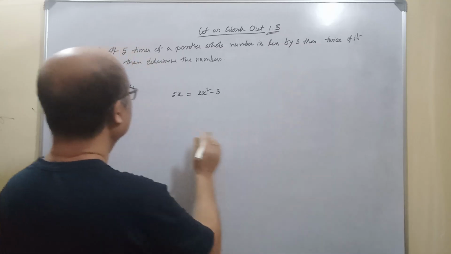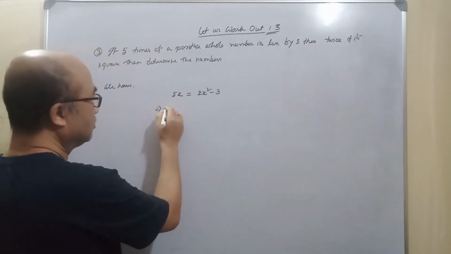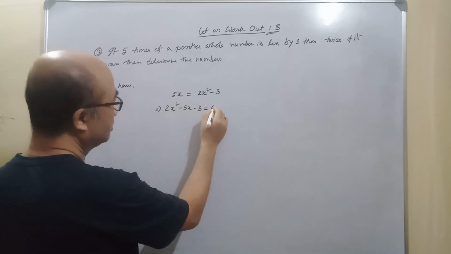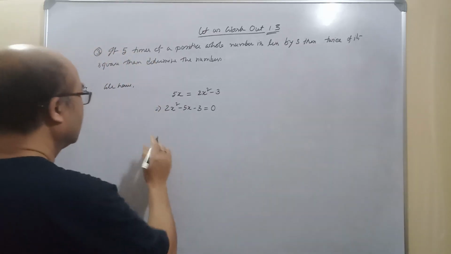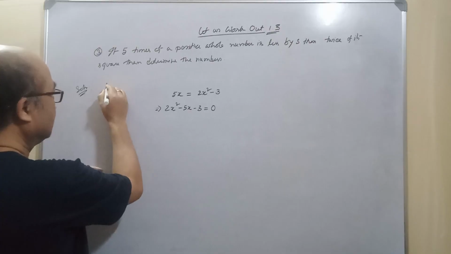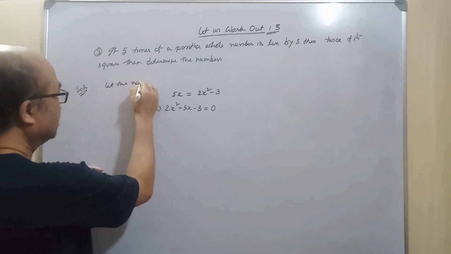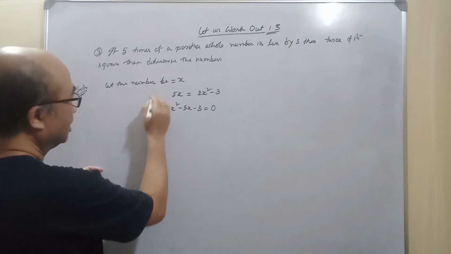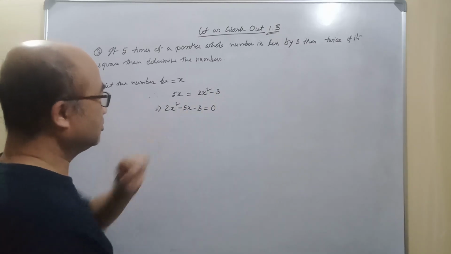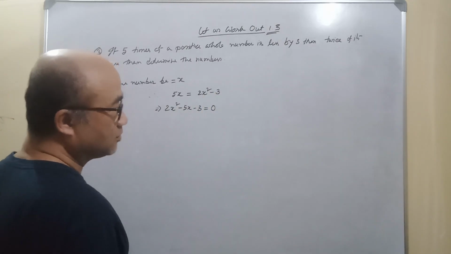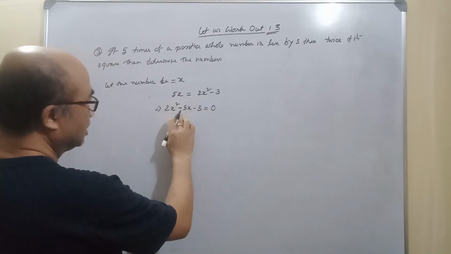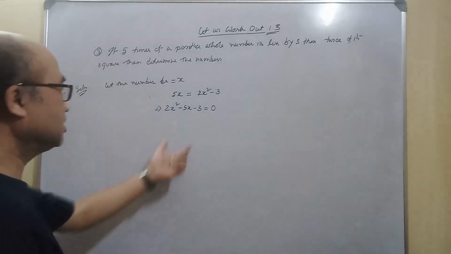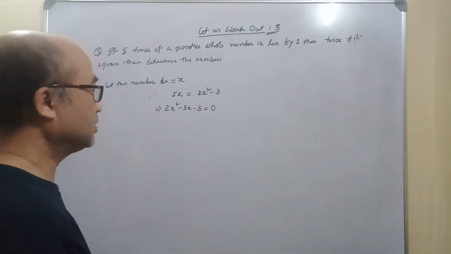So first we have to convert it to the standard form. This is 2x squared minus 5x minus 3 equals 0. Or we can say, let the number be equal to x. Hence 5x equals 2x squared minus 3, and we convert it to the standard form: 2x squared minus 5x minus 3 equals 0. Okay, so this is in the standard form, ax squared plus bx plus c equals 0.